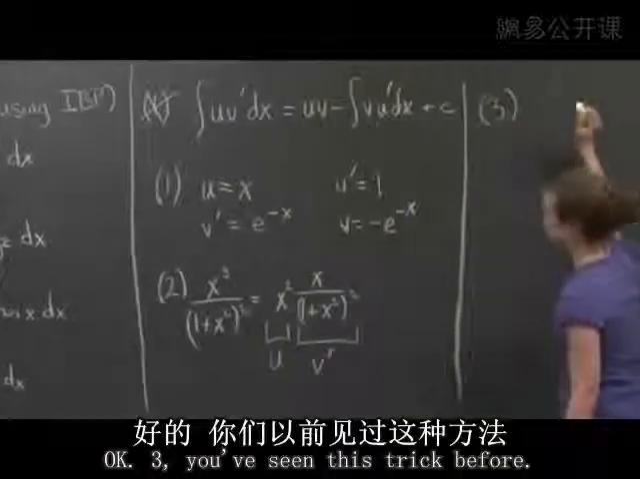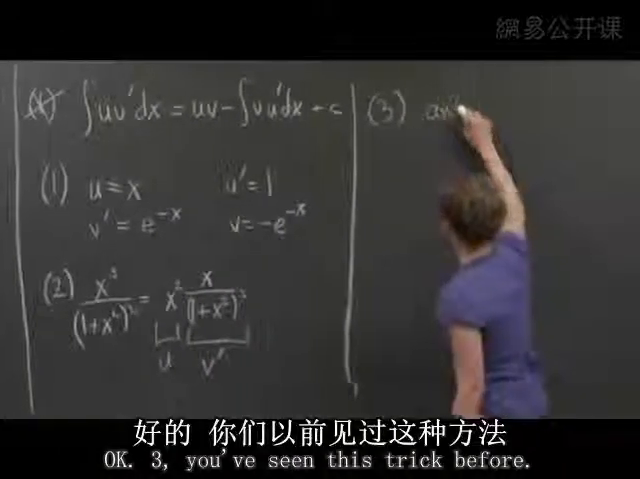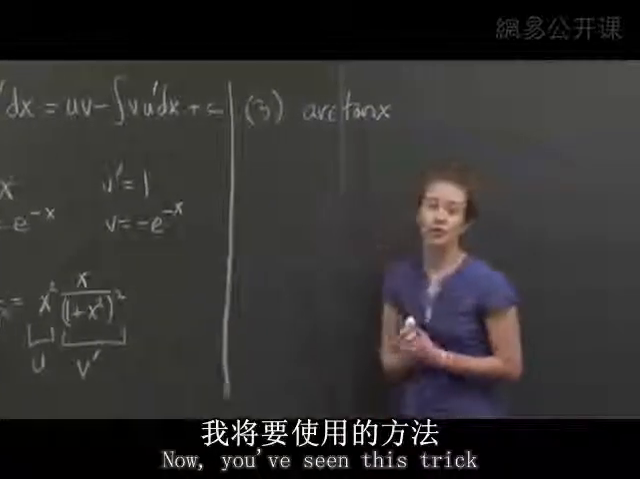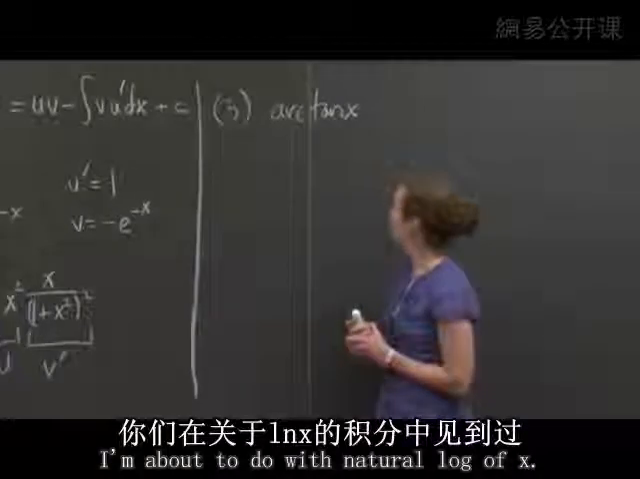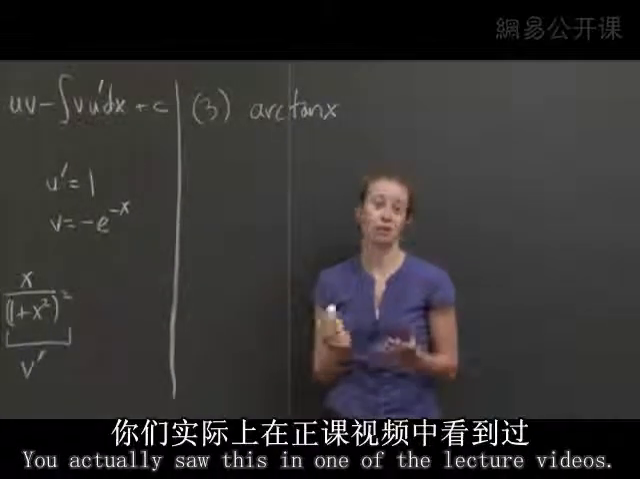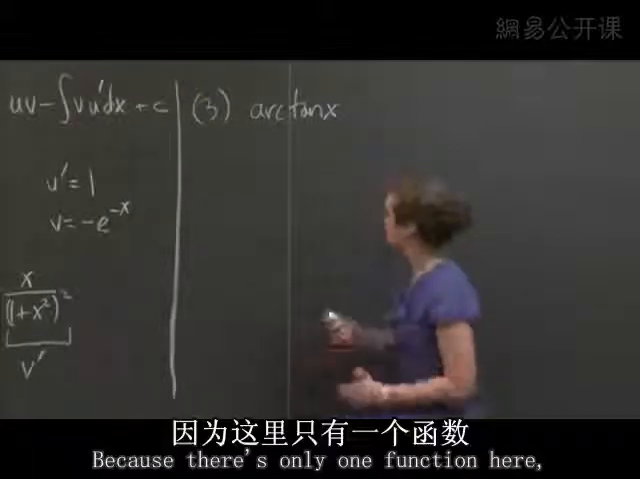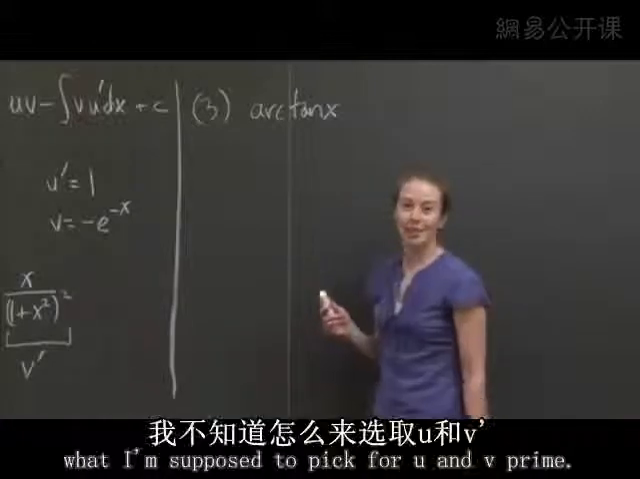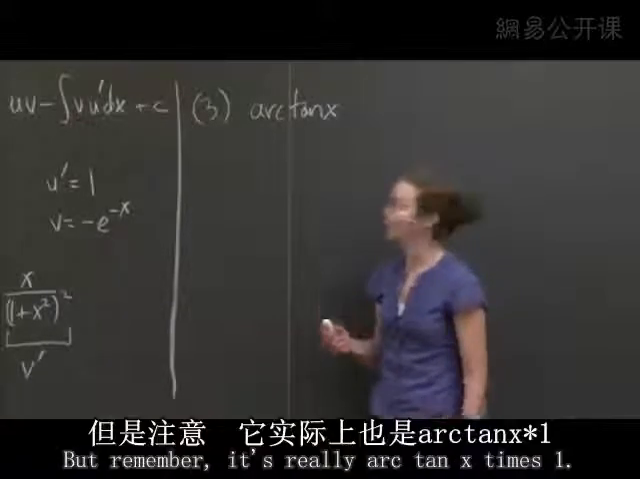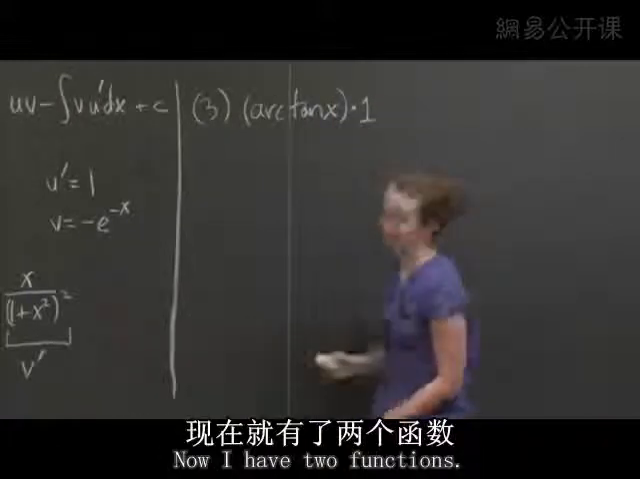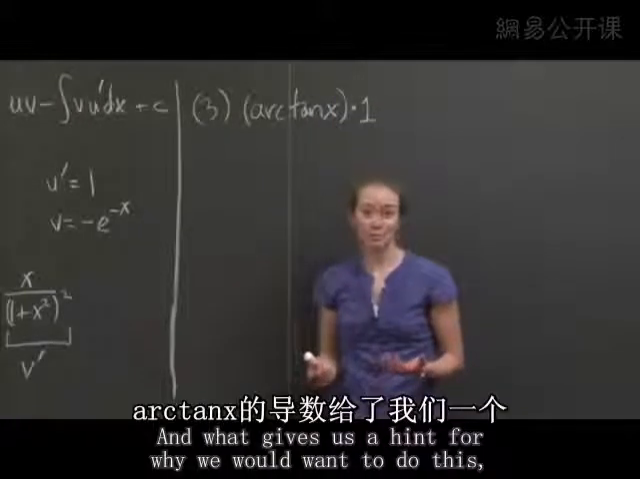3. Okay, 3, you've seen this trick before. The function was arctan x. Now you've seen this trick I'm about to do with natural log of x. The same kind of thing with natural log of x. You actually saw this in one of the lecture videos. Because there's only one function here, you might think, well, I have no idea what I'm supposed to pick for u and v prime. But remember, it's really arctan x times 1. Now I have 2 functions.